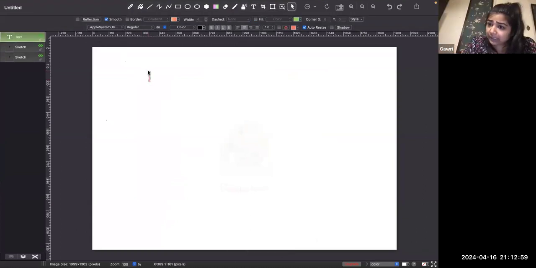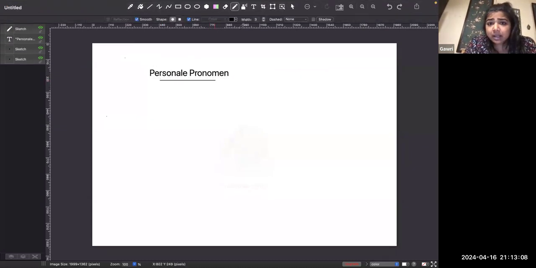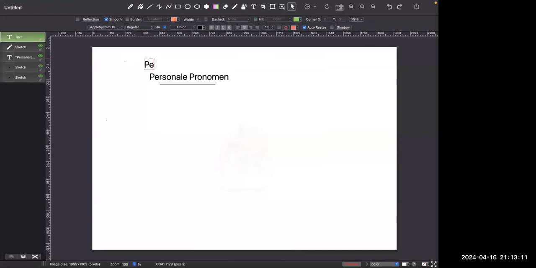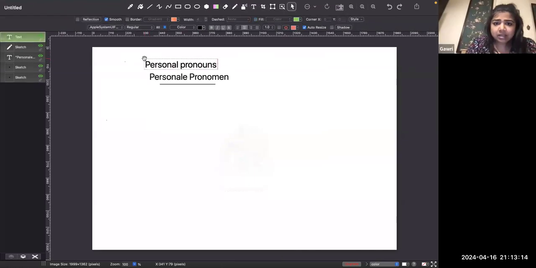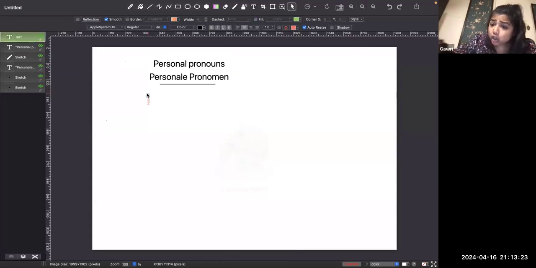Now we are going to learn the personal pronouns in German. Personale Pronomen means personal pronouns. Personal pronouns are words like I, you, he, she, they. How do we say I, you, it, he, she in German? These words are called personal pronouns. First of all, let us write them down. Then we will discuss their pronunciation also.